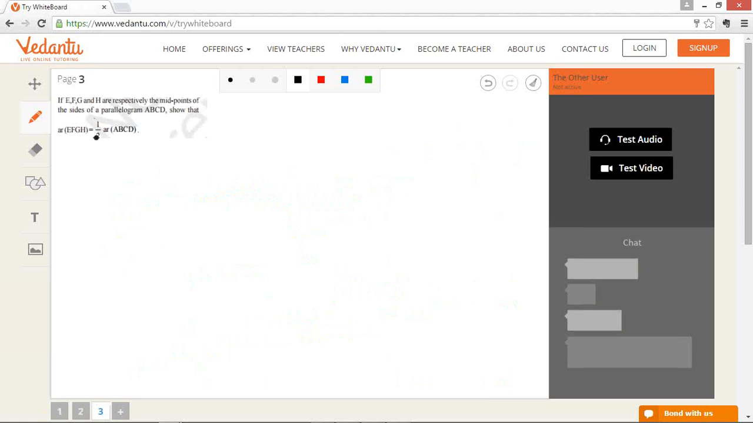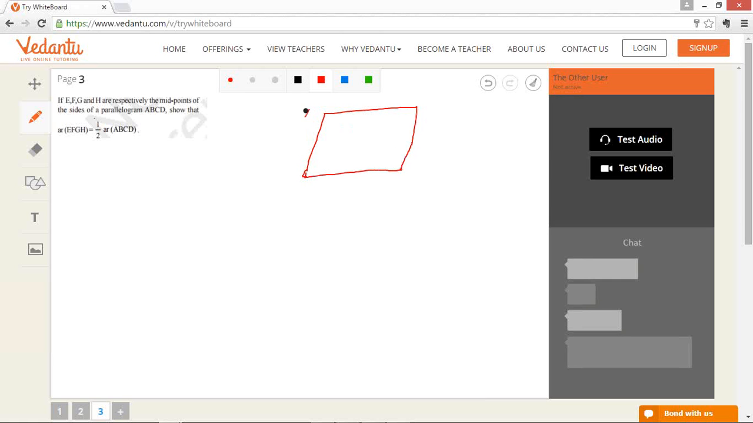The very first question based on the theorem. The question says, if E, F, G and H are respectively the midpoints of the sides of the parallelogram ABCD, show that area of EFGH is equal to half of area of ABCD. So in questions where diagrams are not given, we have to make the diagram first to understand what we need to prove. So I'll quickly make the diagram.